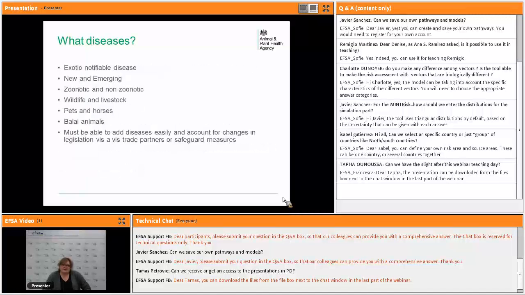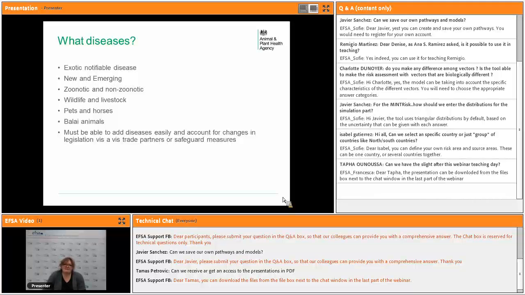We cover the exotic notifiable diseases and then new and emerging diseases, zoonotic and non-zoonotic, but we're not looking at the public health risk or the likelihood of it getting into the public. We also look at wildlife and livestock, so we're not just limiting ourselves to livestock diseases. Pets and horses, which do trade around the world in quite different ways. Balai animals, which balai is the term for approved premises and the movement of animals between approved premises such as zoos or laboratories. So we're looking at elephants, giraffes, antelopes or anything like that.